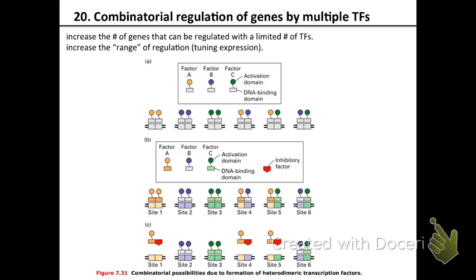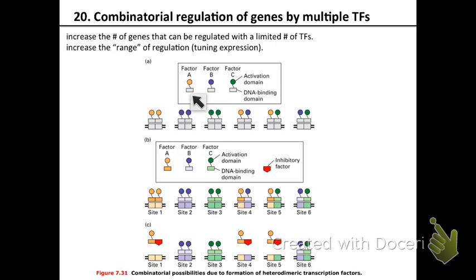All right. So how does that then happen? Let's now imagine what the problem is here: you need to increase the number of genes that can be regulated up and down with a limited number of transcription factors. So that's the problem of a genome, right? What you can do is increase the range of regulation by tuning expression, or also the targets of regulation by using different combinations.